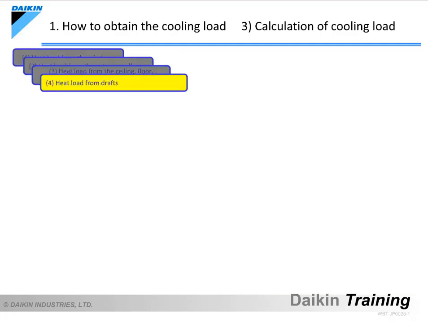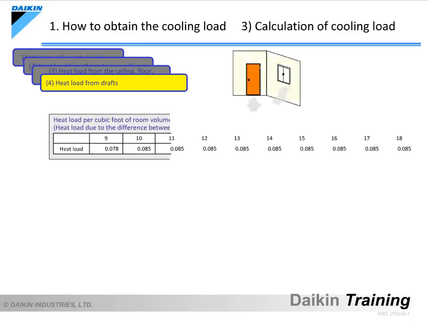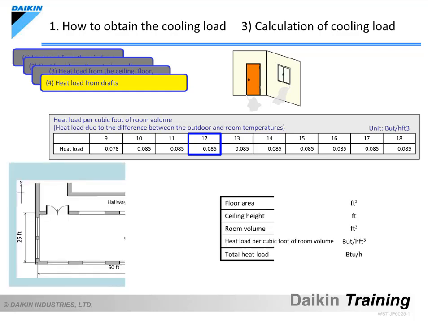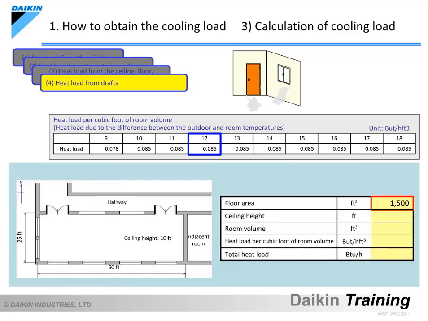Let's now calculate the heat load from drafts. Hot, humid outdoor air enters through gaps around window sashes and doors. This table shows the heat load from drafts per cubic foot of room volume. For the calculation here, we will use the maximum heat load of 0.085 BTU per hour cubic foot. The floor area is 1,500 square feet, and ceiling height is 10 feet. Therefore, the room volume is 15,000 cubic feet. The heat load per cubic foot is 0.085 BTU per hour.